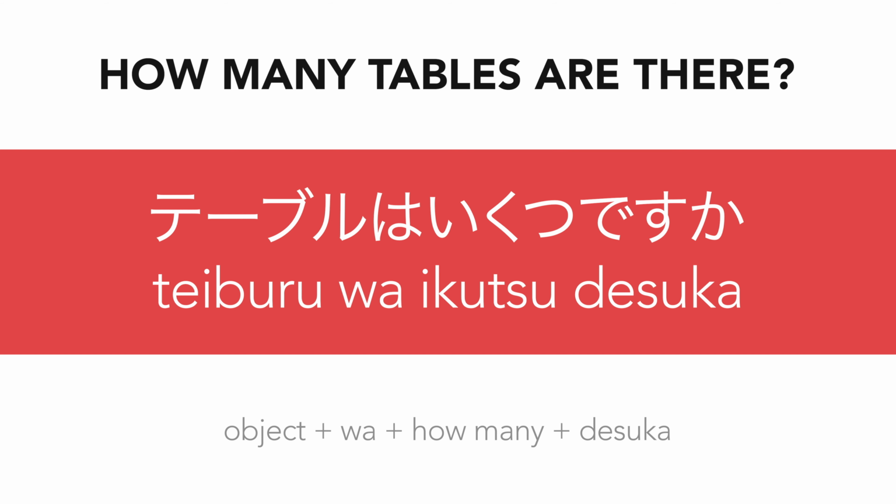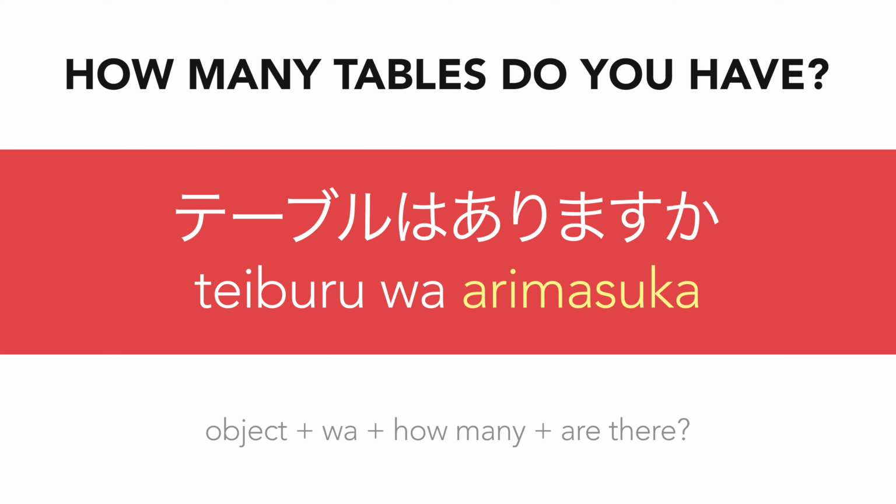In this phrase, first comes the object you are asking about, then the wa particle to mark the object as the main subject in question, ikutsu meaning how many, then our usual sentence ender in question format, desu ka? Teiburu wa ikutsu desu ka? Now keep in mind you can also replace desu ka with arimasu ka, meaning are there or do you have? And now this question asks, how many tables do you have?